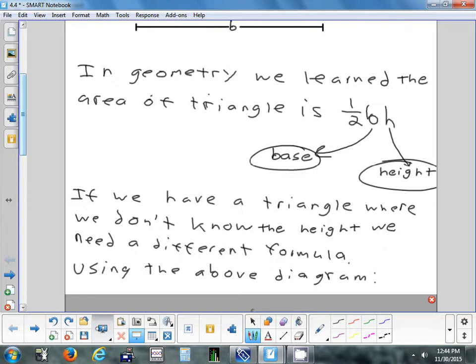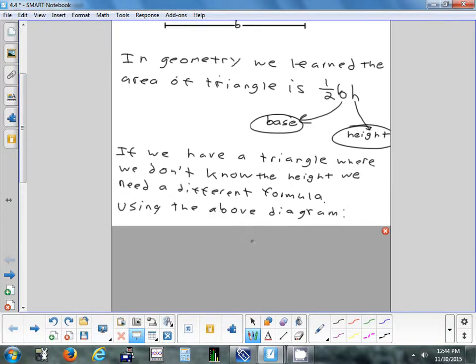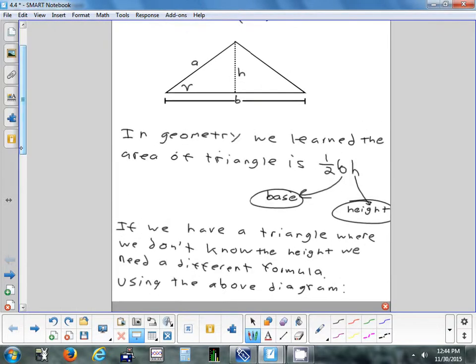To show where it comes from, I need the diagram up above. I don't need to label everything. I'm not going to use everything here. Just label A and B, the angle between them, which is gamma. And then I'm going to draw in a dotted line from the vertex perpendicular to B. Any question on that diagram?